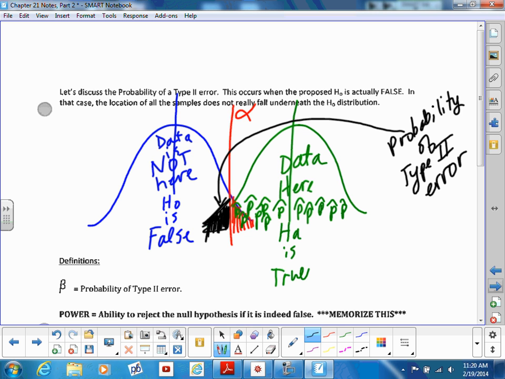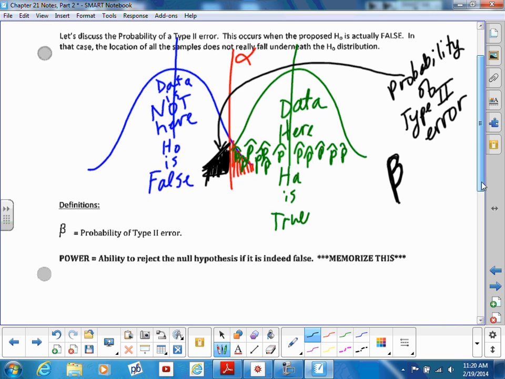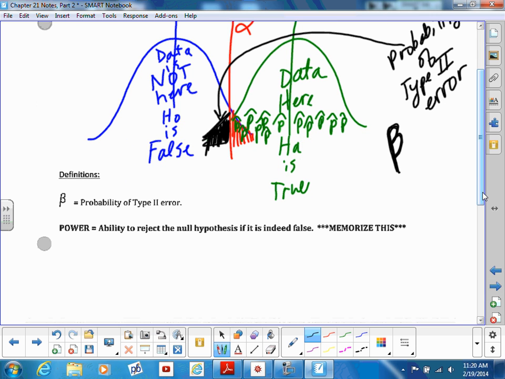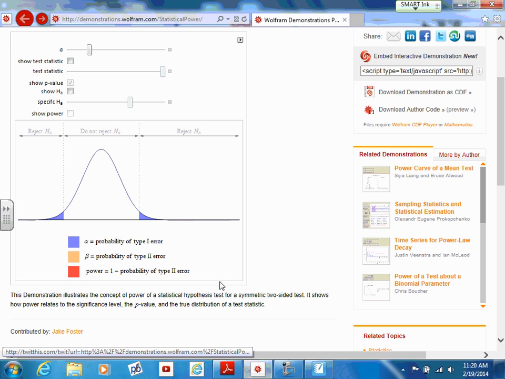And that has a letter. That is called beta. It's a Greek letter beta, but it kind of looks like a capital cursive B. You can see it right here in type. Okay, probability of a type 2 error. Now, let me show you that on my little applet. Okay, so let me show you the alternative. Look here. Do you see this peach area? That is the probability of a type 2 error.